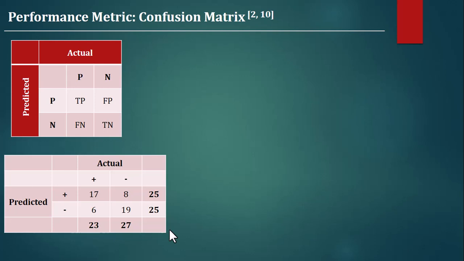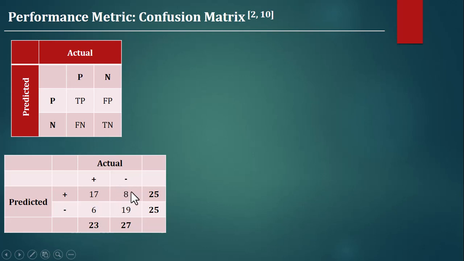So let us see how we can compute those values. I have given an example. Here we have the actual label, positive and negative, and here the predicted. So assume that we have a total of 50 samples. Out of that, 17 samples were positive and actually classified as positive. So 17 is the true positive. There were 6 samples which were positive but classified as negative. So we will call those 6 samples false negative.